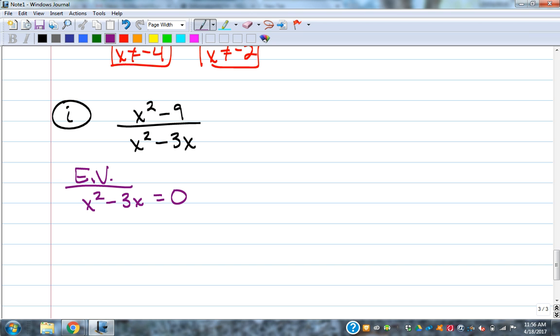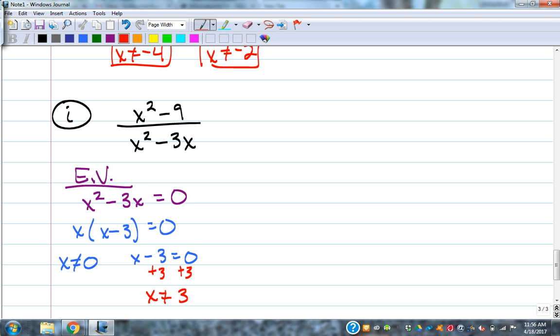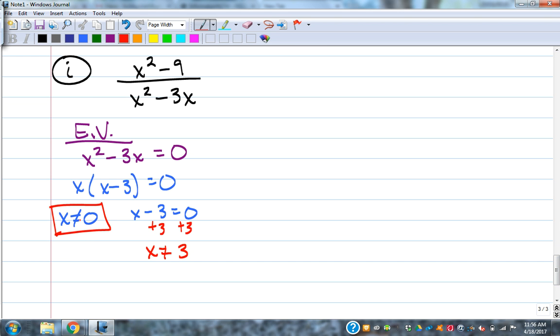What do I try to do? GCF, which would be x, leaving you x minus 3 in parentheses. Set them all equal to 0. And solve. So x cannot be 0, and x cannot be positive 3. Those are my excluded values for this one. I've already factored the denominator when I went to solve it, so that saves me a step.